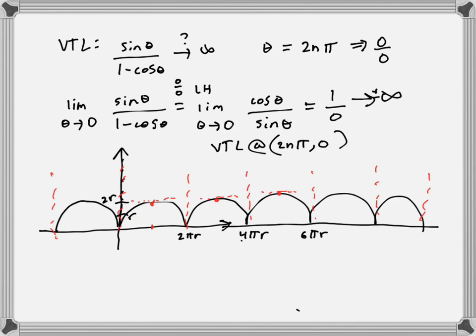Okay, so this shows us that every horizontal tangent line occurs at an odd multiple of πr, comma 2r. This one would be 3πr, comma 2r, and so on, okay? That's where all of these horizontal tangent lines are. So this example has taught us a little bit about the cycloid.